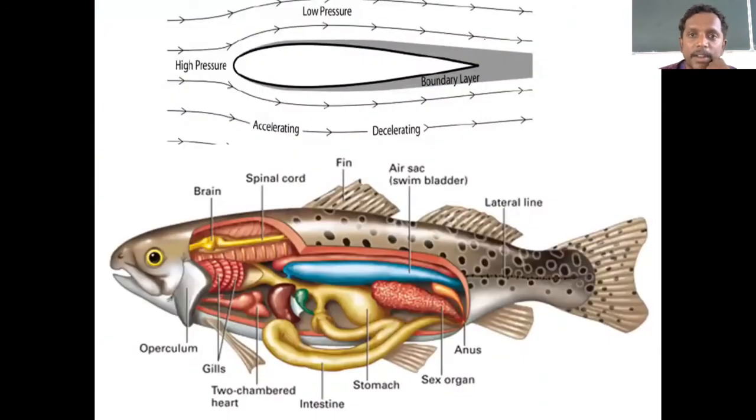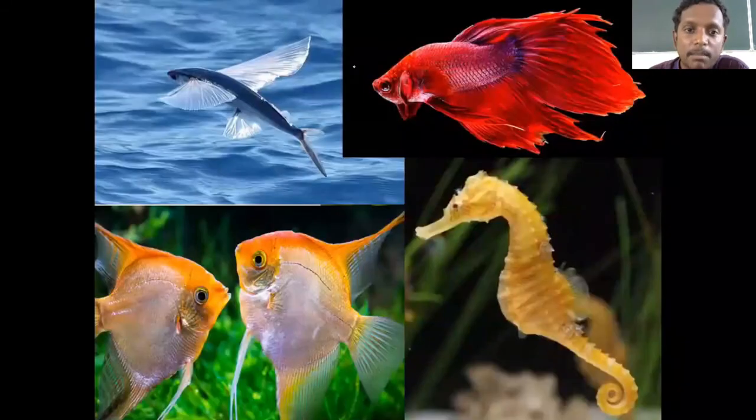See, this is streamlined. I did the diagram and showed, but still this is a schematic representation. This is streamlined so that it can cut open the water pressure and have easy locomotion. See here, these are the eyes. This will be the dorsal fin. They will be moving. So this structure is called streamlined. Both cartilaginous fishes and bony fishes have a streamlined body.